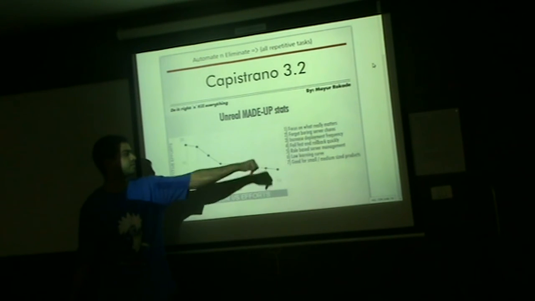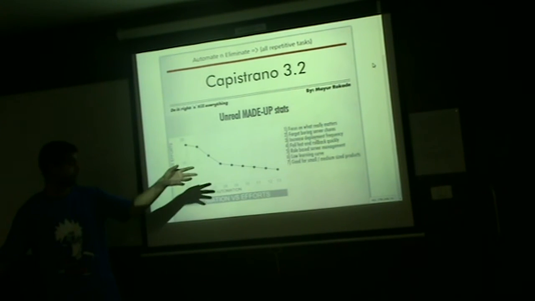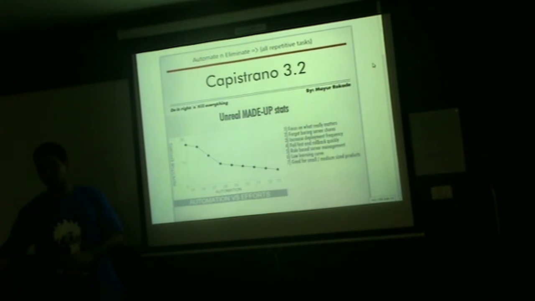Then increase the deployment frequency. When you are writing an app, you are focused on deploying features. So this will help you increase the deployment frequency. If you fail, then you can roll back pretty quickly, and it's really quick. You can roll back within less than a minute.